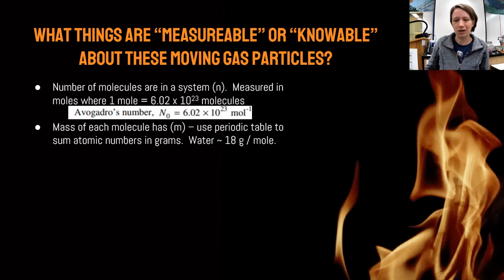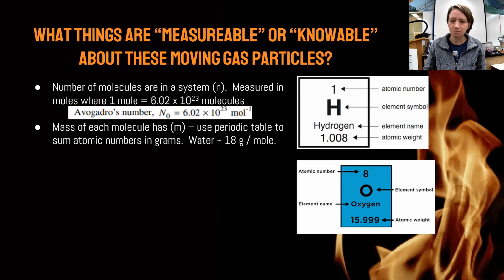The second thing that we're usually going to be able to know about our system is the mass of one of those molecules as well. So we can figure out the mass of a molecule using the periodic table. People have taken measurements over the years to figure out how much each atom weighs, what's the mass of each atom. And so you can use a periodic table to figure out the mass of, for example, water, which has 2 hydrogens and 1 oxygen.